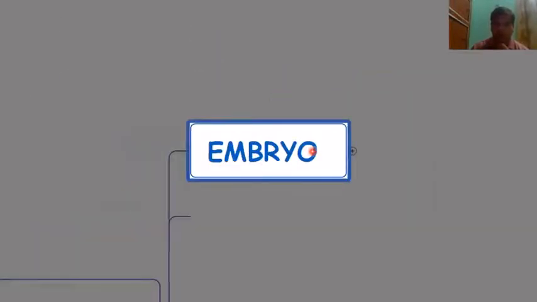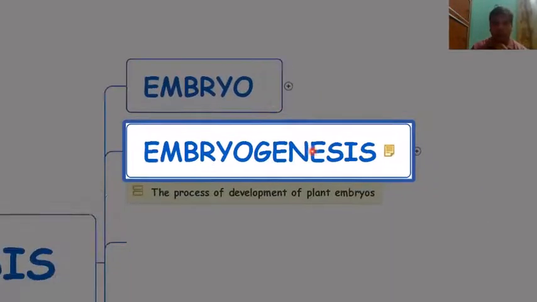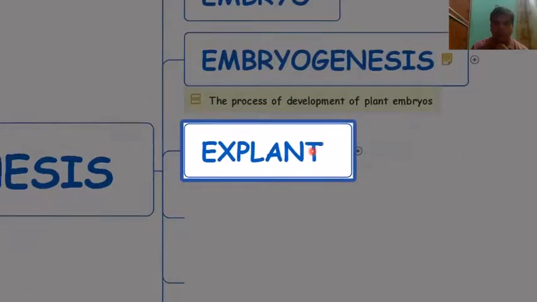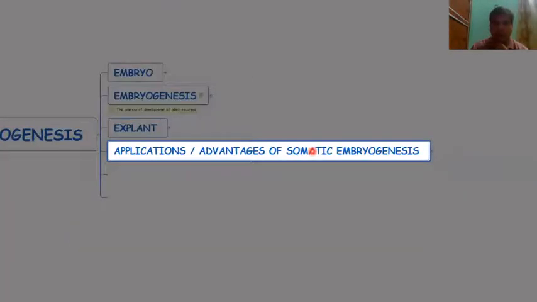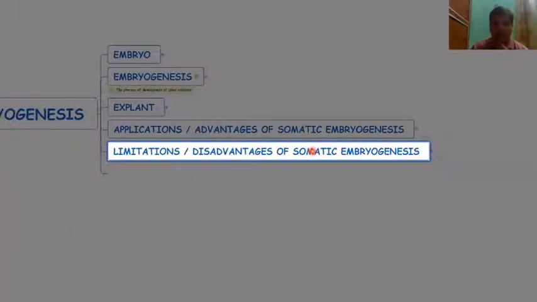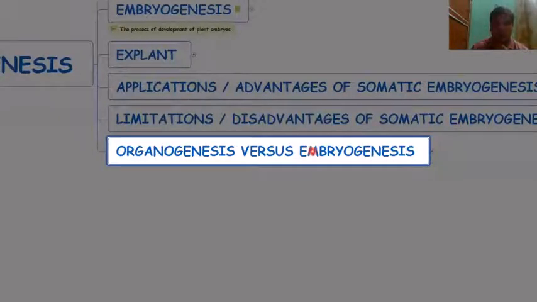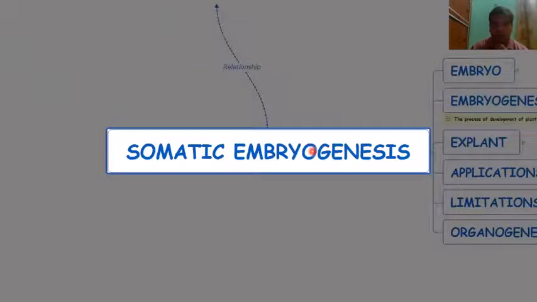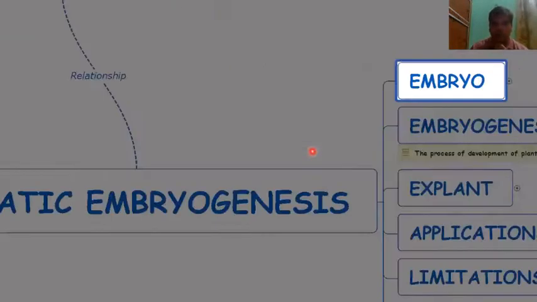So the first thing that we're going to discuss here is the embryo. So let me show you the content of the lecture first. First, we're going to discuss the embryo. Second, we're going to talk about embryogenesis. Thirdly, we're going to discuss the explant, and the application and limitations of somatic embryogenesis, and organogenesis versus embryogenesis. So here is the content of the lecture. So let's start this topic.